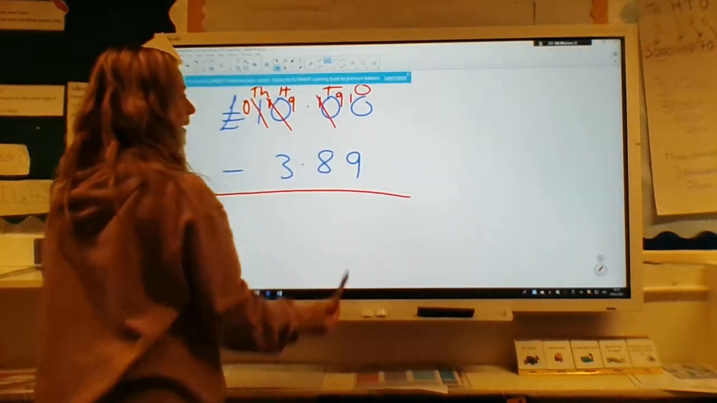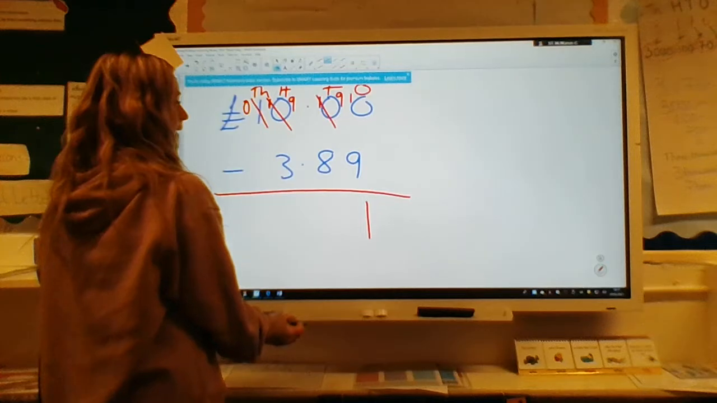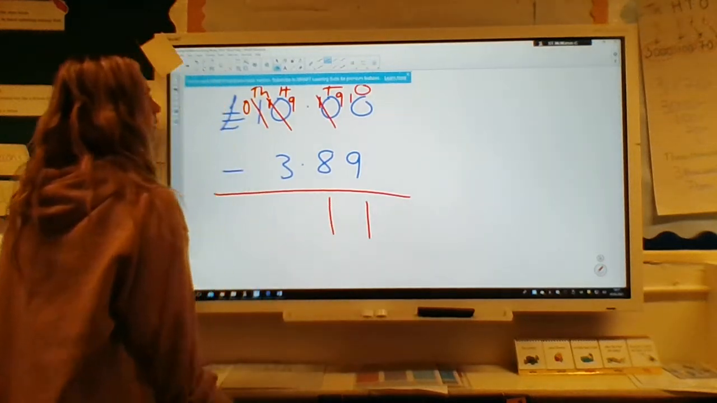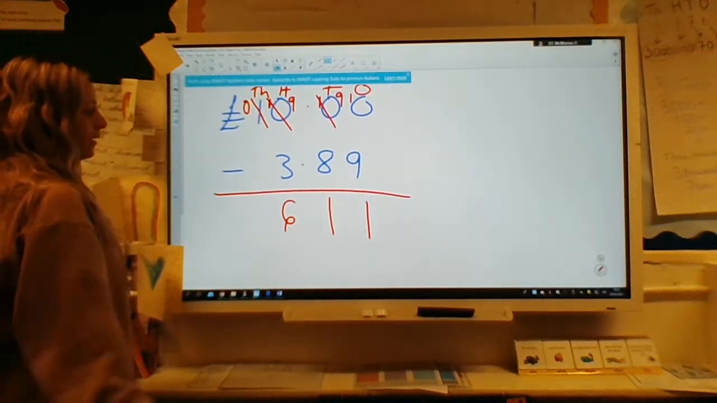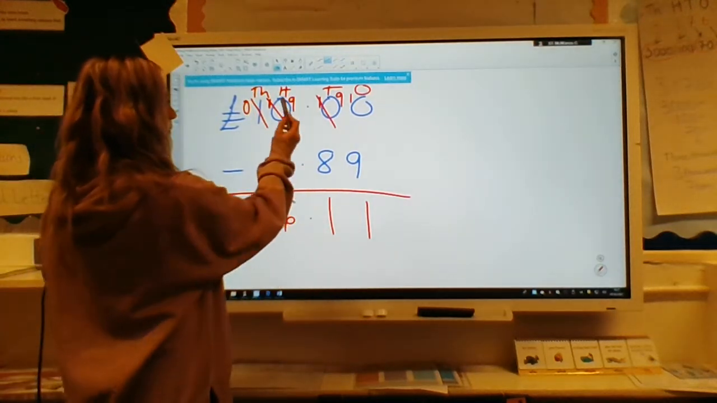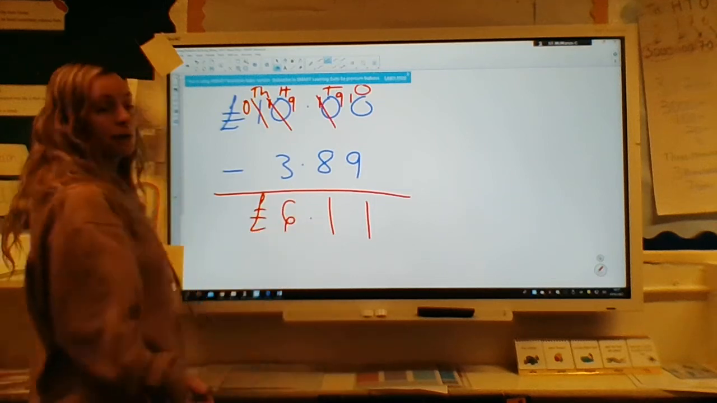Now you can do 10 take away 9, which is 1, 9 take away 8, which is 1, 9 take away 3, which is 6, and then you've got nothing there. And then pop your decimal place back in between the hundreds and the tens column. So that would equal £6.11.